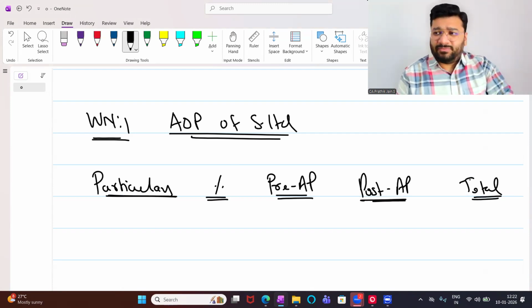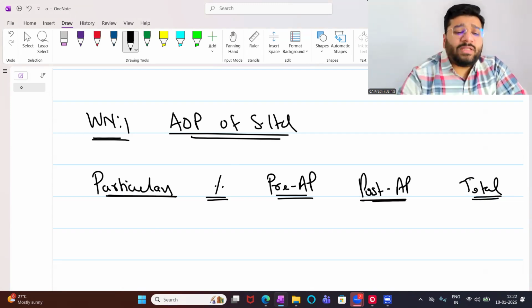Total लिखेंगे क्या चाहता अपने? I am not able to understand what is pre-acquisition profit.